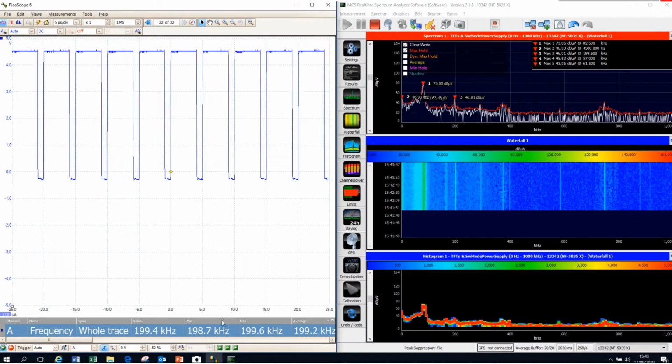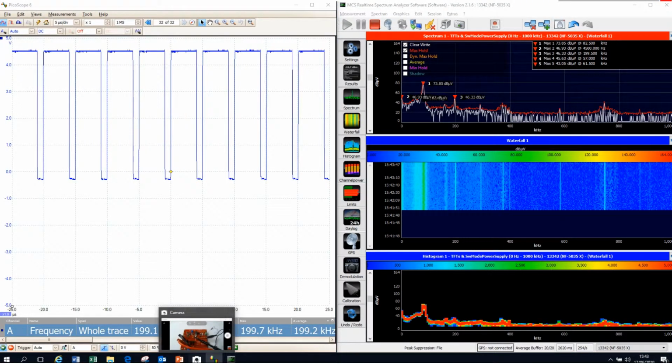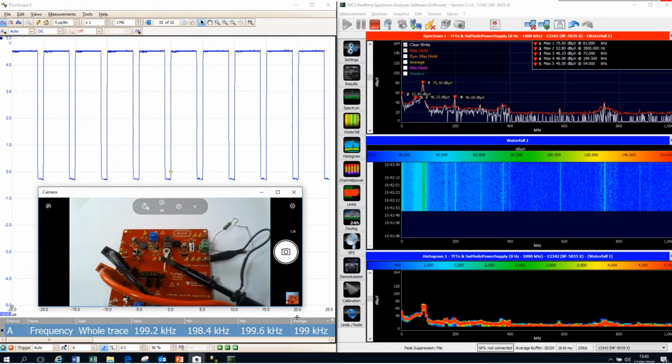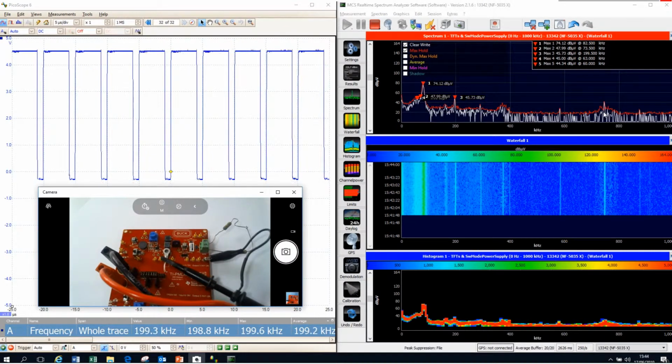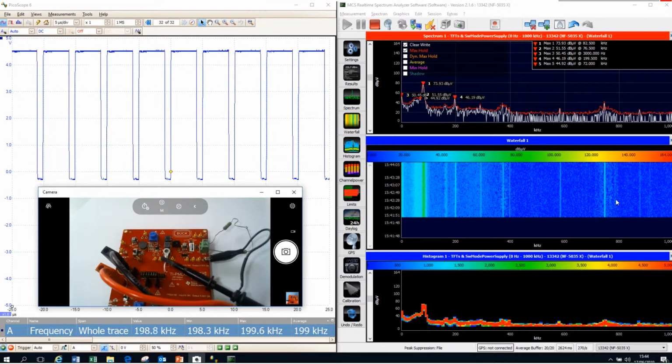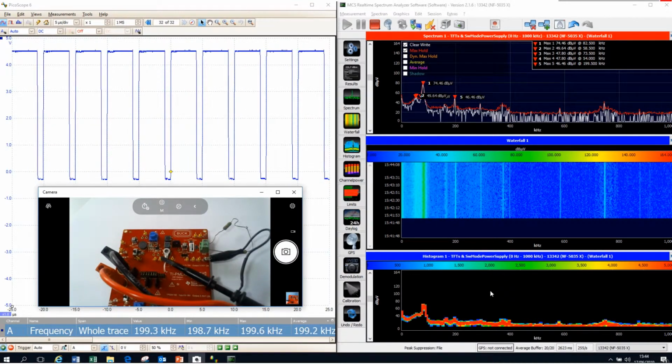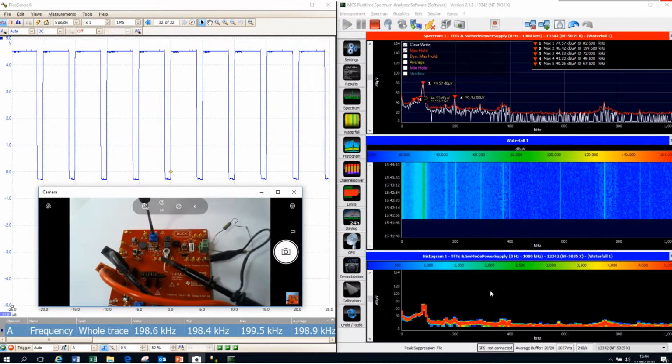Here we go. Let me put the camera on as well. Currently running at 200 kilohertz, the filter is in. You can see there is no jumper, and my attenuation is working quite well. Noise distribution is even across the entire spectrum, and everything is running softly. I may be able to change the frequency, and you can see the shift.